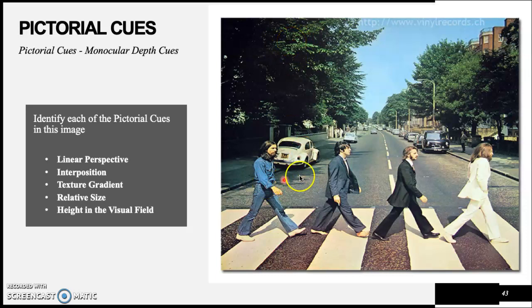Relative size. So this car here is a lot larger than this car here. And then height in the visual field. So again with the cars, this one's further away from the horizon than, for example, this car here. So this one is considered to be further away than this because this is at a lower distance in the picture from the horizon.